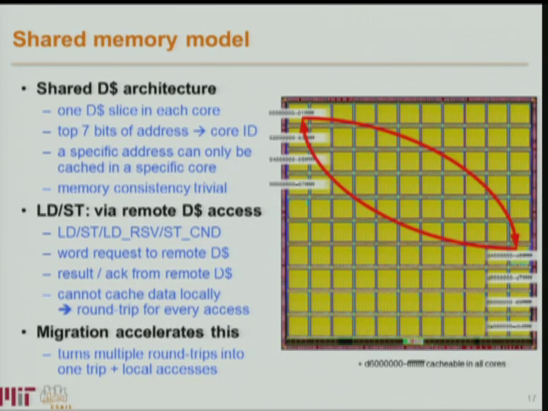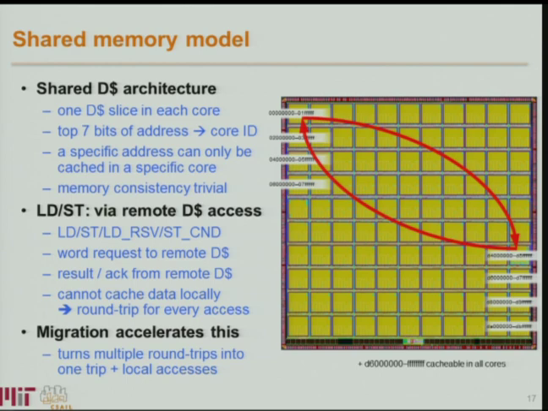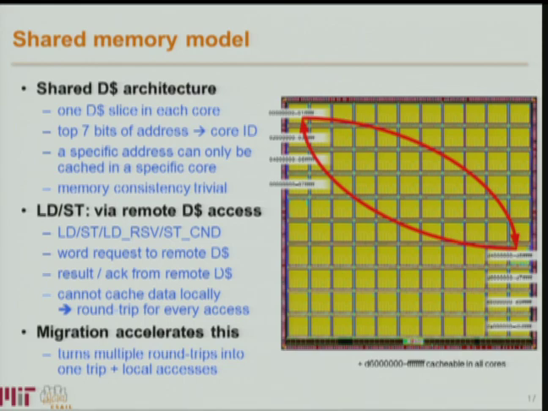And the shared memory model that we have in this chip, it's very simple. Basically, we use this large shared cache, and we just use the top bits of the address to decide where a given piece of data can be cached. And so the advantage of this for us is that memory consistency is trivial. The disadvantage is that in the baseline architecture that we have, the loads and stores, which can be atomic as well, have to be done as round-trip messages.